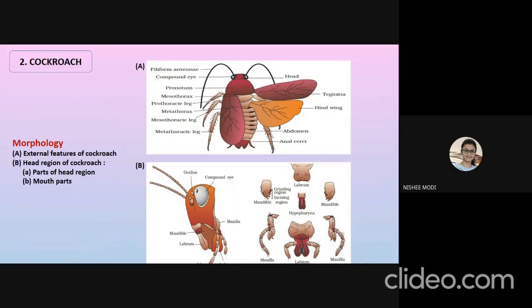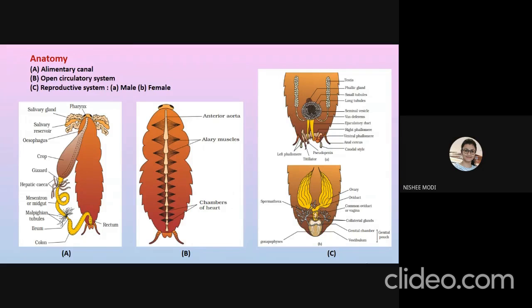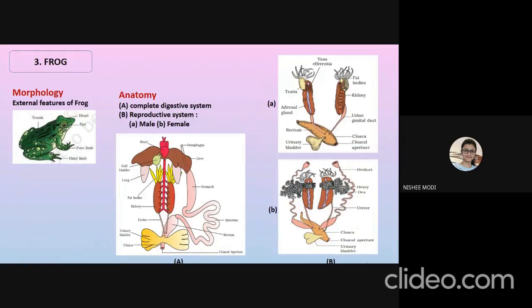Then the second organism is a cockroach. Morphology: external features of cockroach and head region of cockroach. The first image A shows the part of the head region and B shows the mouth parts. And anatomy: here the anatomical features of cockroach, alimentary canal, open circulatory system, and image C shows the reproductive system of male and female. And the third organism is a frog. Here the morphology, the trunk, head, and eye region are the morphological characteristics of frog, and anatomical characteristics include a complete digestive system and a reproductive system of male and female.